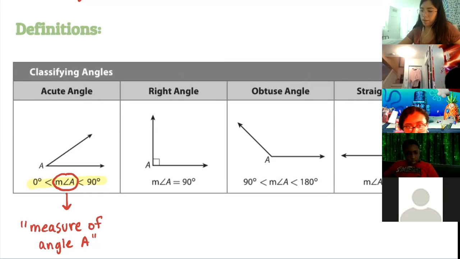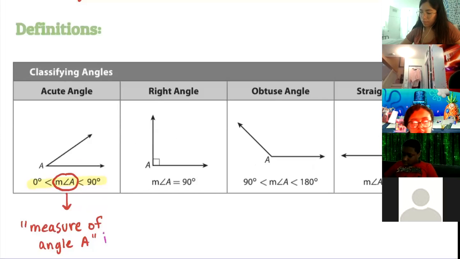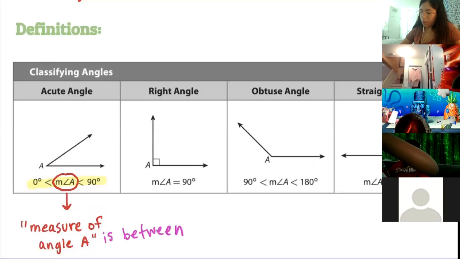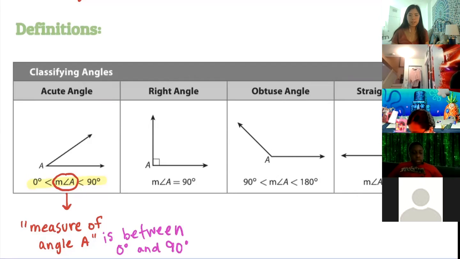Again, the inequality is a mathematical way of saying something. It's just writing it in math instead of putting it into words. And what those words are saying is that the measure of angle A is between 0 degrees and 90 degrees. It's literally showing you how the measure of angle A is in between those two numbers. So an acute angle is any angle that is between 0 and 90 degrees. Any questions on that? There you go. And for all of them, we're looking at the same exact thing.